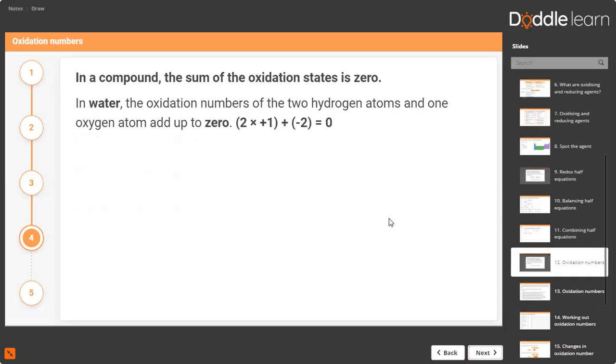So in a compound, the sum of the oxidation states is 0. In water, the oxidation numbers of 2 hydrogen atoms and 1 oxygen atom adds up to 0. So as we said before, hydrogen has an oxidation state of +1. So 2 lots of +1 would give us 2. Oxygen has an oxidation state of -2. So 2 plus -2 equals 0. So in a compound, the sum of our oxidation states should always be 0.